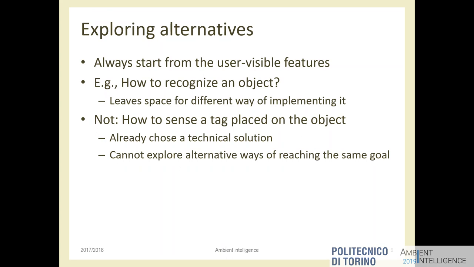When we reason about the architecture, try not to decide too soon or decide for one option without considering the others. So if you already say, I want to sense a tag, well, there is one way of implementing object recognition. If you write down, we need to sense a tag, and you never consider alternatives to this, probably the system will grow too much, because you cannot share the different solutions. So always try to describe what you need in terms of functionalities visible to the user.